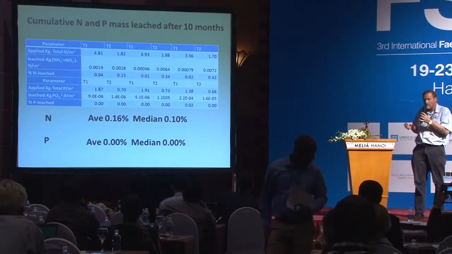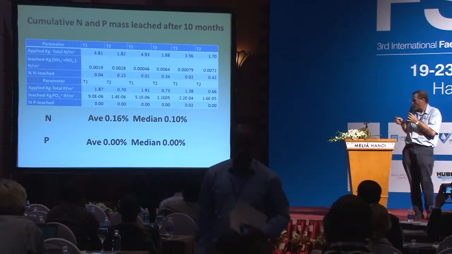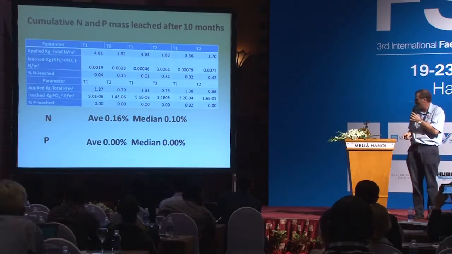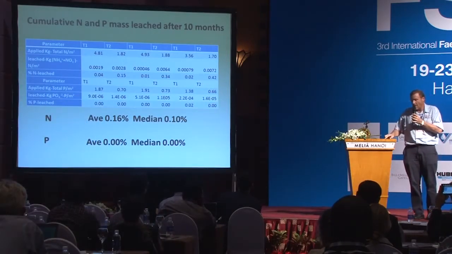nitrogen, 0.16% average, median 0.1% of the nitrogen has got through to the leachate pan. Okay? And the phosphorus is nothing. So we're not having a major impact on the groundwater here at all.